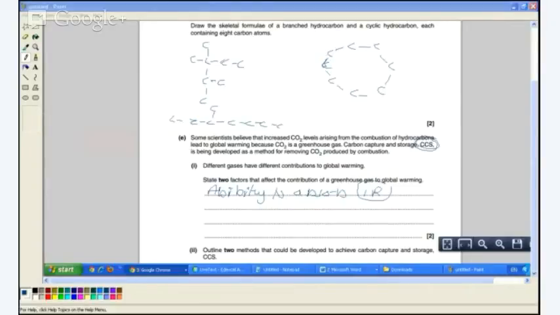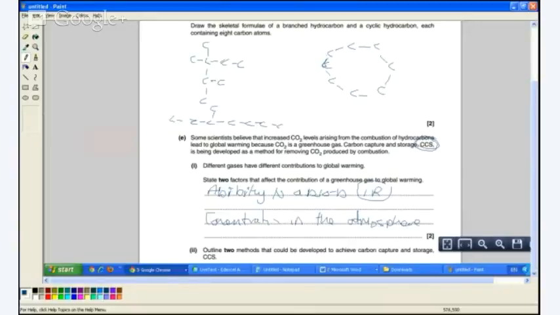And the other thing that affects it is the concentration in the atmosphere. Concentration, that's my dog in the background. Concentration in the atmosphere. Okay, so that's E.